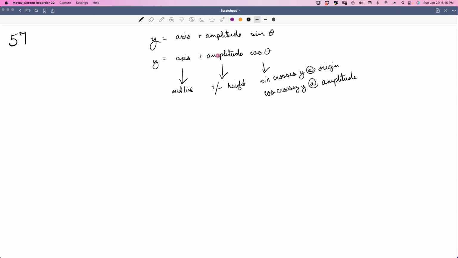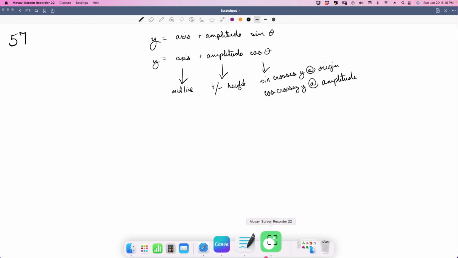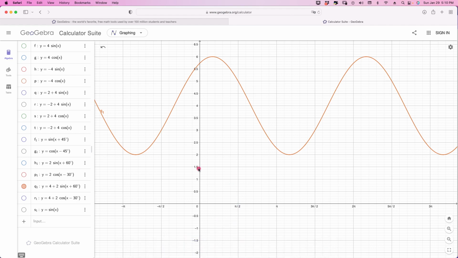And if it's a positive amplitude, then cosine crosses at the positive amplitude, and if it's a negative, then it crosses first at the negative amplitude. And for the sine, if it's a positive amplitude, then it just means that when it leaves the origin, it goes straight up. If it's a negative amplitude, when it leaves the origin, it goes down. So let's look at a few examples of that. And I've written us out some sinusoids here.